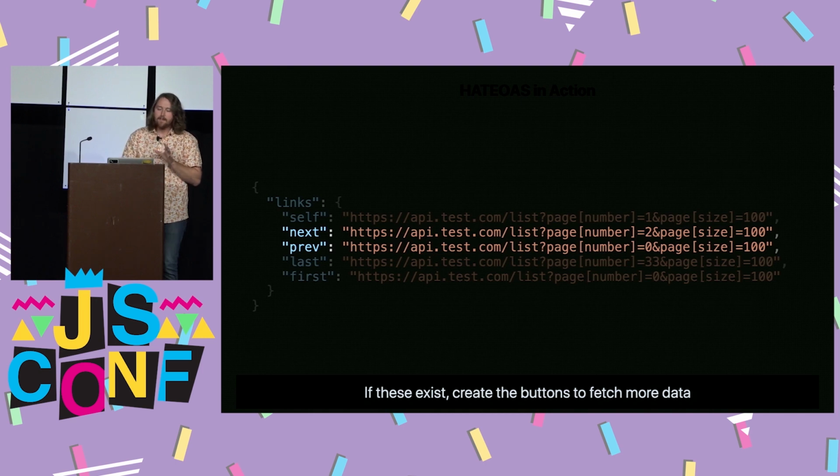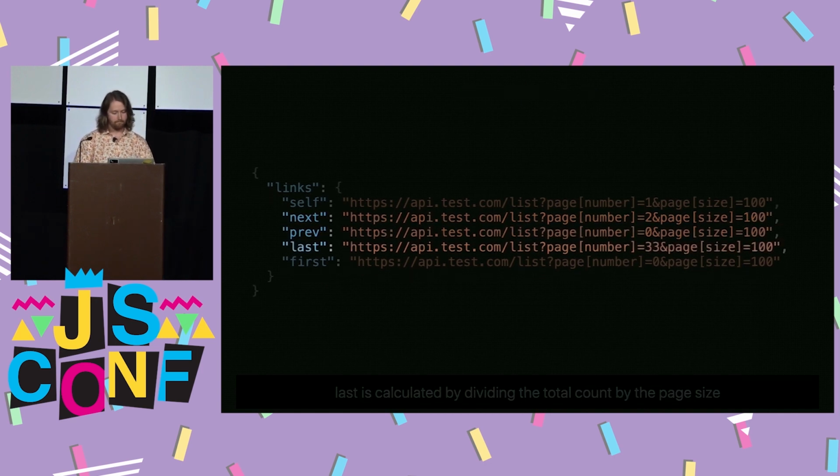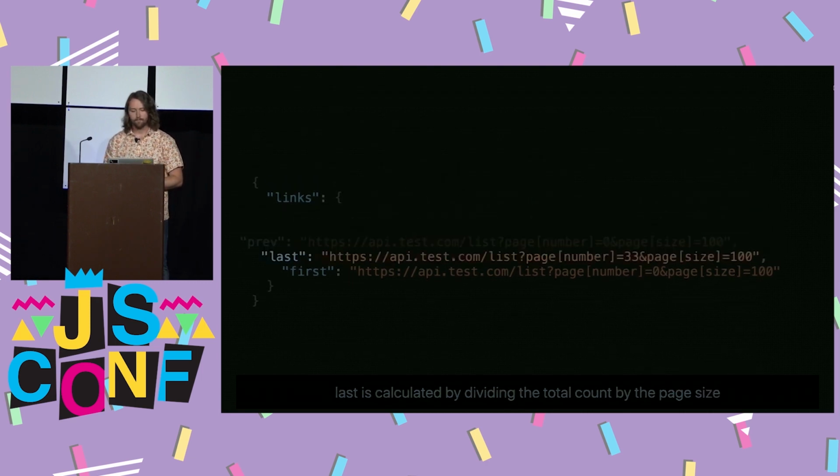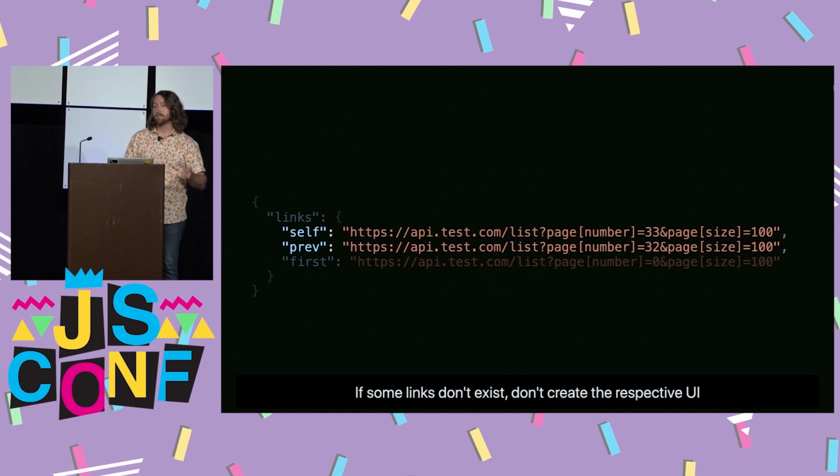So if these links exist, the UI can know that there's more to see or that there's something else before this page of the list. So what they can do is wire up their UI to, based upon the existence of one of these properties, create a next button or a previous button. And in that way, the server is powering the state. We could do things like calculating the last page by dividing the total count of the number of items in this list by the page size. If some links don't exist, then you just simply don't create the UI for that.